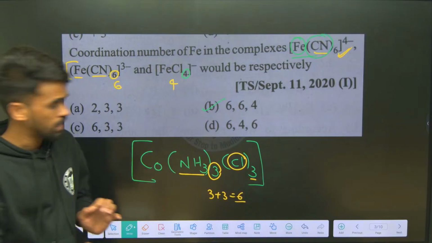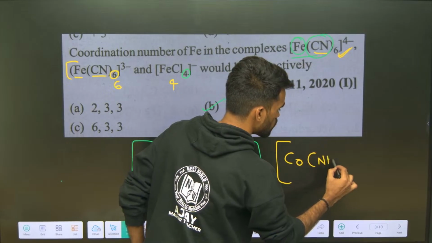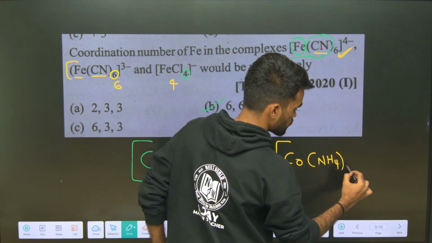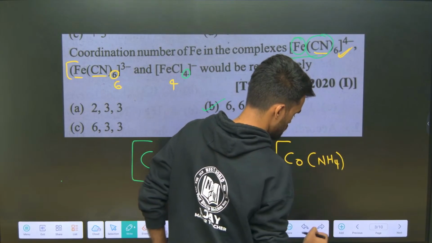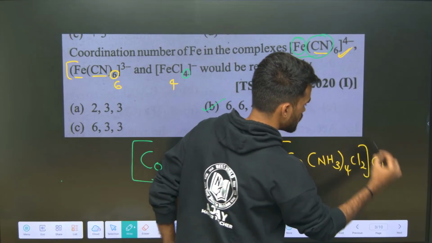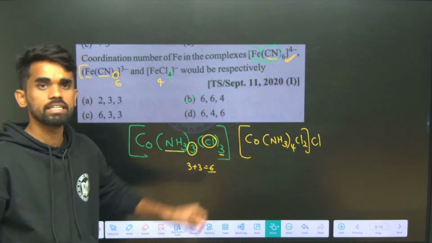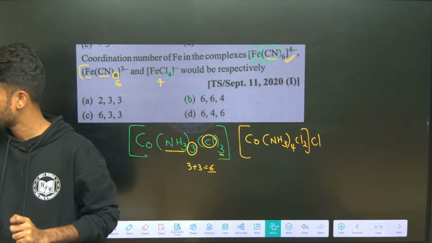Hope this is also clear. Now I will be giving you one more. Tell me here, Co(NH3)4Cl2, and here I am writing chlorine. So tell me in this case, what is the coordination number of cobalt? Very easy.